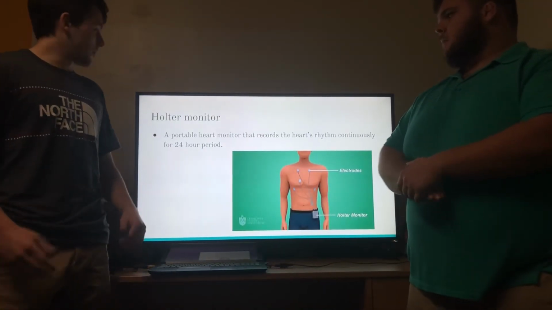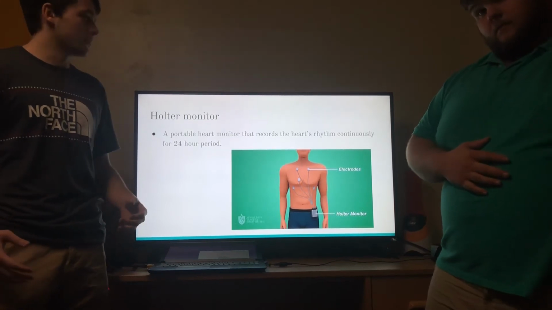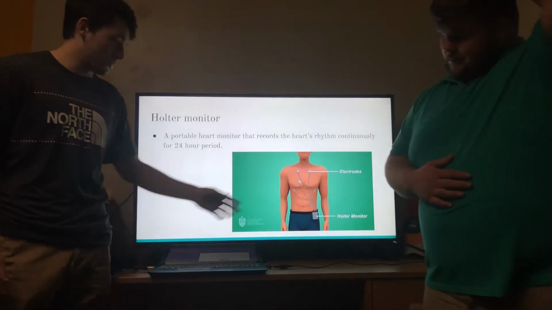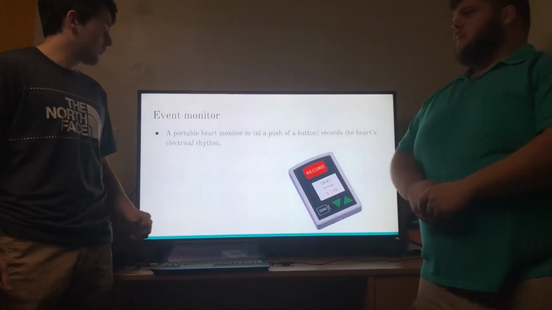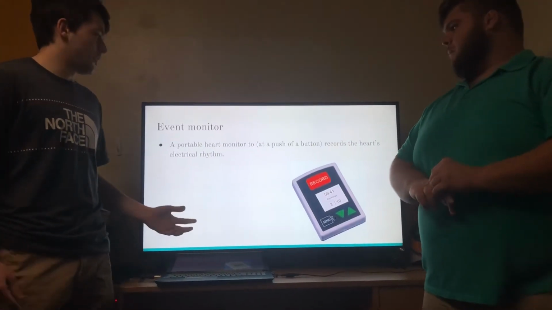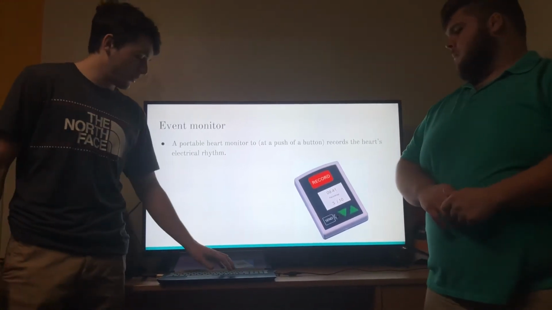A Holter monitor is a portable heart monitor that records the heart's rhythm continuously for a 24-hour period. As you can see, it is portable, just like the next one we're going to talk about, the event monitor, which is the same thing, but at the push of a button, records the heart's electrical rhythm.